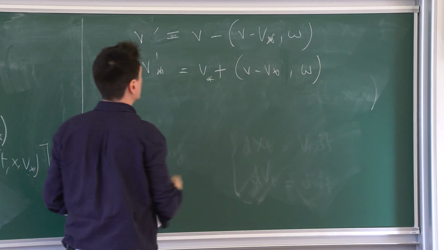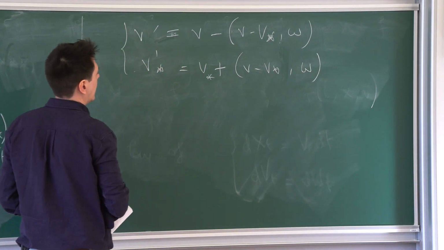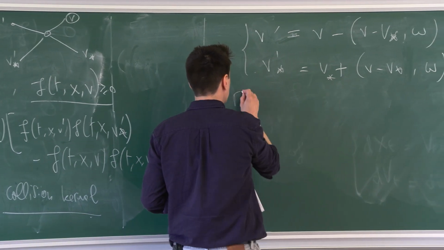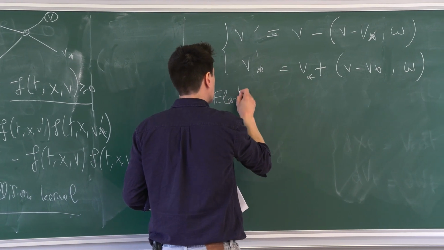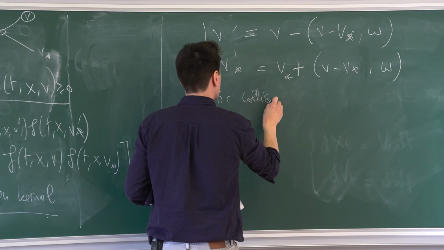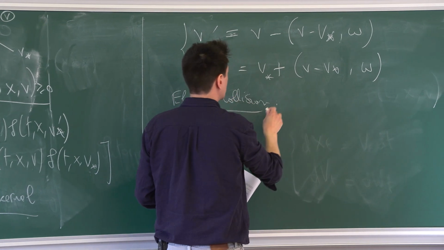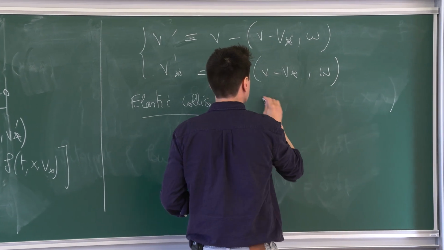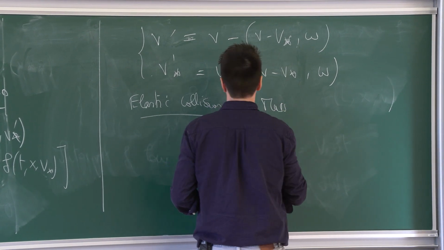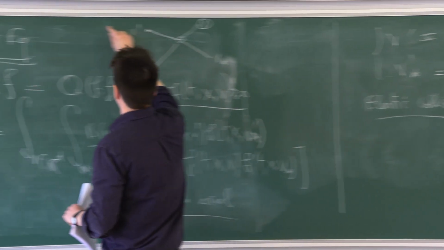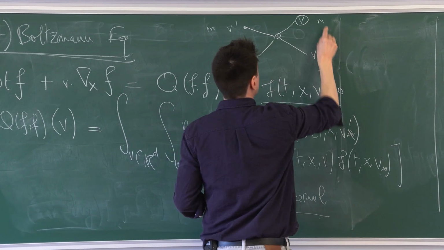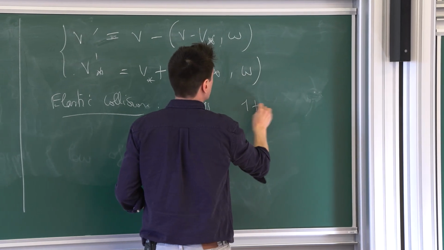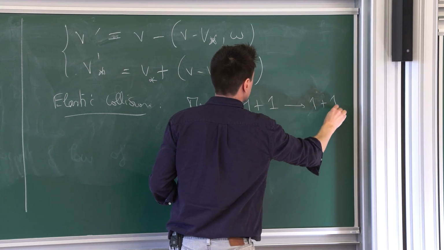So that's your inner product. And they are related like that because you're solving the elastic collision. And in the elastic collision, you have conservation of mass. And here I'm assuming all my particles have the same mass, so the conservation of mass is trivial because it's just two particles giving two particles.